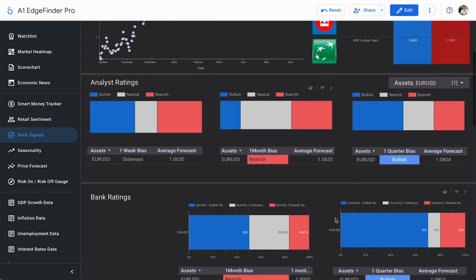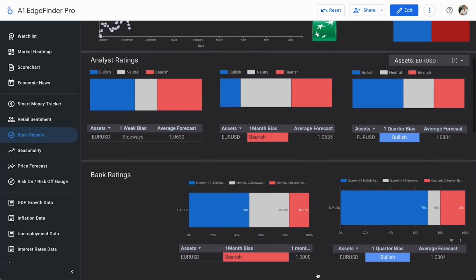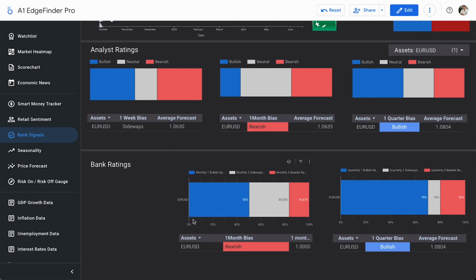Let's keep going. We're going to show off the bank ratings now too. Similar to the analyst ratings, we can see what banks are bullish and bearish on a monthly and a quarterly basis. On a monthly bias, the banks are kind of 50-50. It's 50% bullish and 50% bearish on a monthly bias. We can see the 2-month, it's sideways, and at 3 months, it's looking bearish.